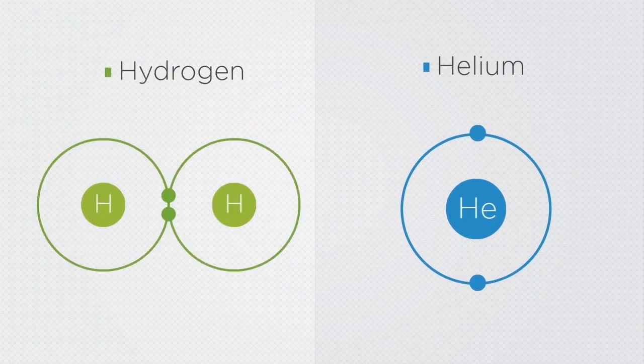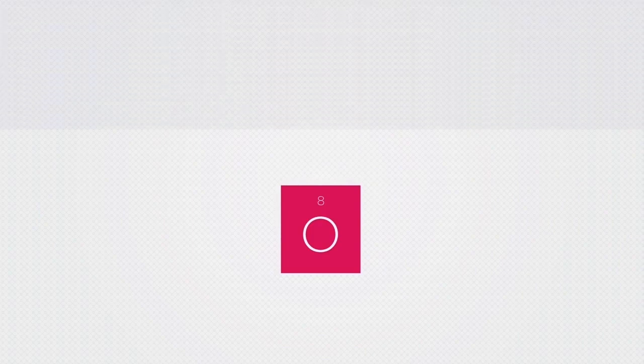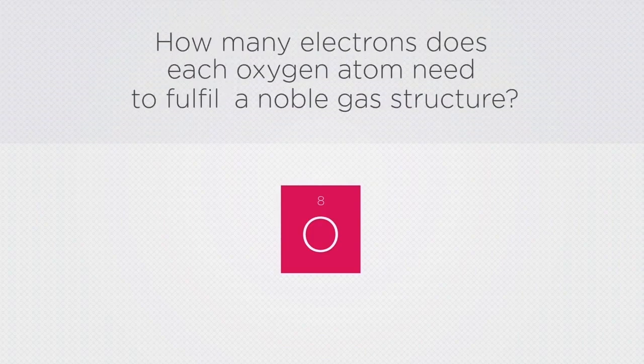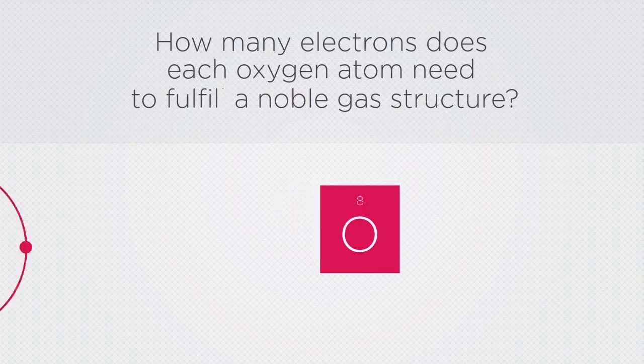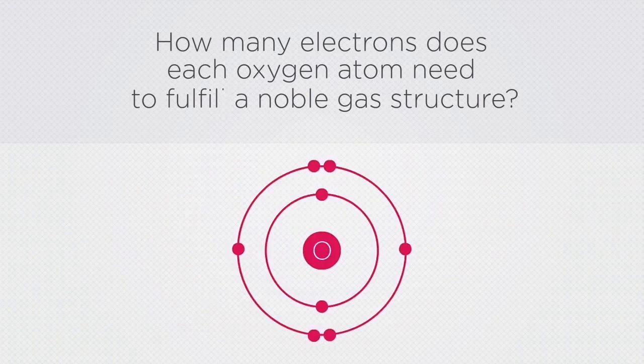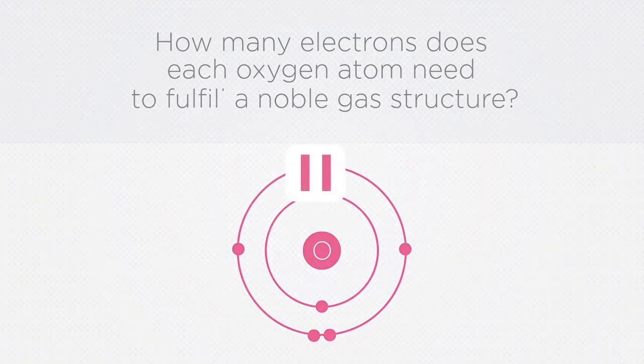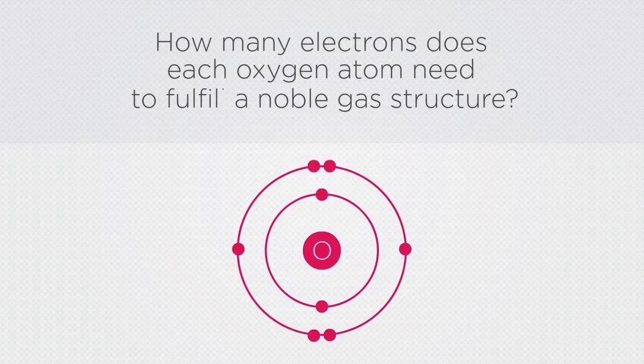In the next example, we are going to consider oxygen. It's in group 6. Therefore, how many electrons does each oxygen atom need in its outer shell to fulfill the noble gas structure? Remember, oxygen has 8 electrons in total, so we would need to fill the second shell. Pause the video and continue when you're ready. The answer is that each oxygen atom needs 2 more electrons in order to fulfill a noble gas structure.